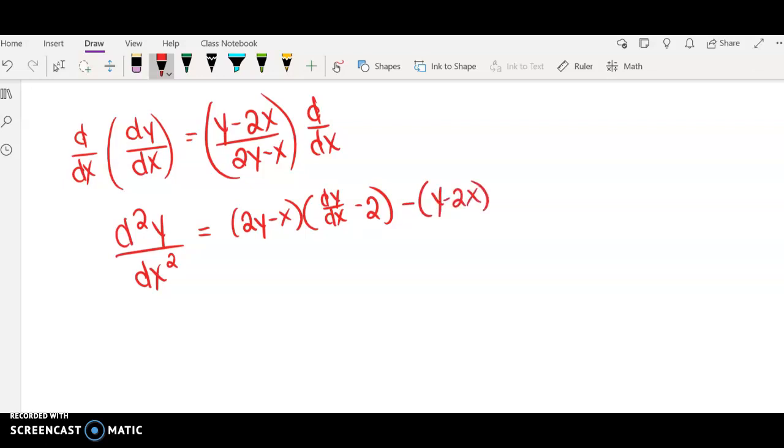times the derivative of that bottom term, which would just be 2, but because that y is there, we need to put dy over dx minus 1, all over that denominator squared.